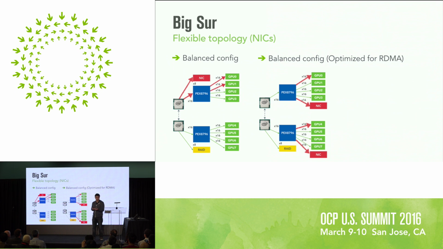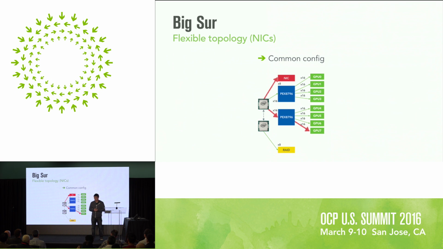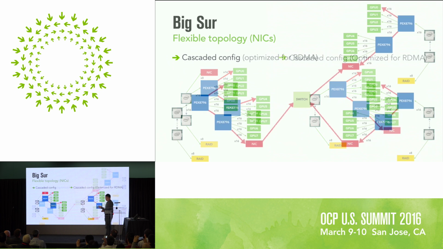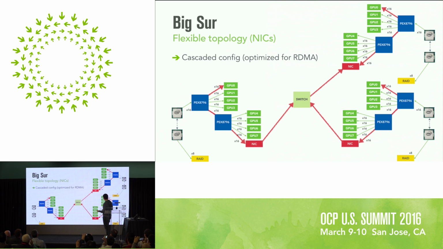We also looked into different topologies for the network cards to support RDMA or InfiniBand. Again, we can move the NICs around. We can put the NICs on one CPU or put them across the PLX chips so that they can share all GPUs. The common config is another config that many of the HPC companies use. In the cascaded config, we're able to move the NIC from the CPU over to the PLX chip, and with that design, we're able to couple many of these systems together to create one big platform and share direct memory access across all of the systems.